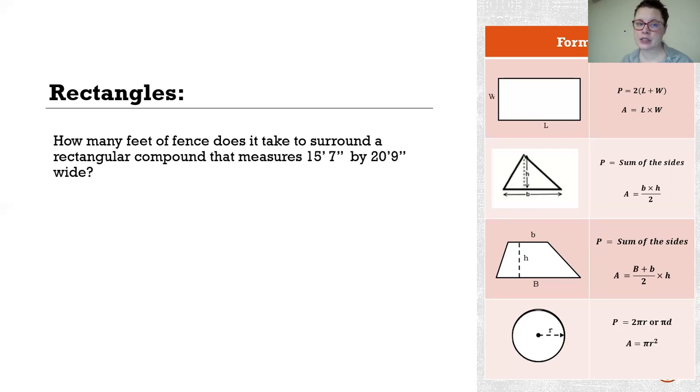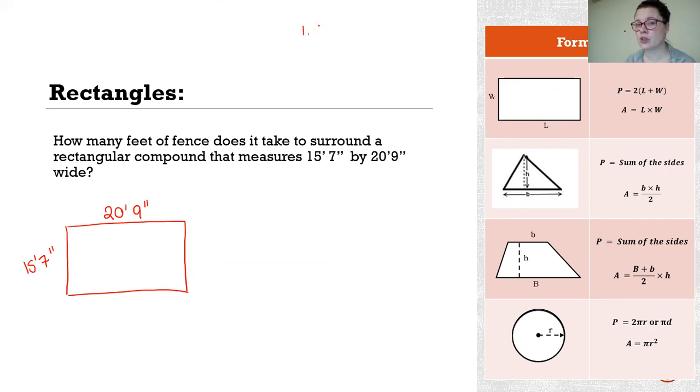So to start, let's start with a rectangle question. How many feet of fence does it take to surround a rectangular compound that measures 15 feet 7 inches by 20 feet 9 inches? So we'll sketch out our rectangular shape. 15 feet 7 inches. Now I always say you should start by drawing a diagram. You could label all of the sides. I'm only going to label 2 of them for now, because we know if that's 20 feet 9 inches and we have a rectangle, then this is also 20 feet 9 inches. And this side is 15 feet 7 inches because of what the other side is.